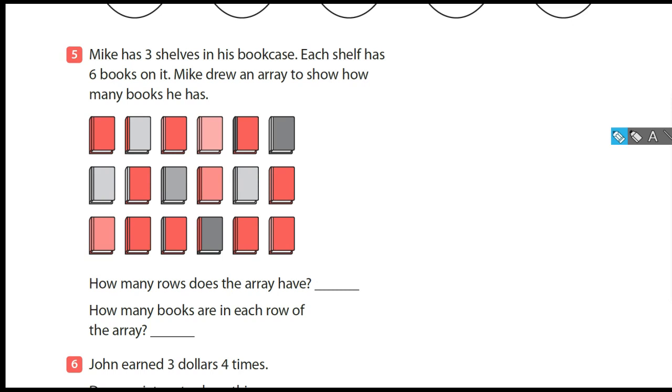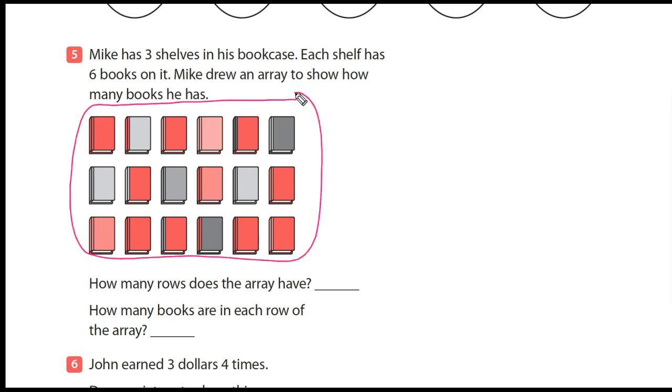So now, do I have equal parts here? Yes, I do, because each row has the same number of books, right? But what is this called right here? There was a specific word that this was called. An array. Array. Okay. Mike has three shelves in his bookcase. Each shelf has six books on it. Mike drew an array to show how many books he has.